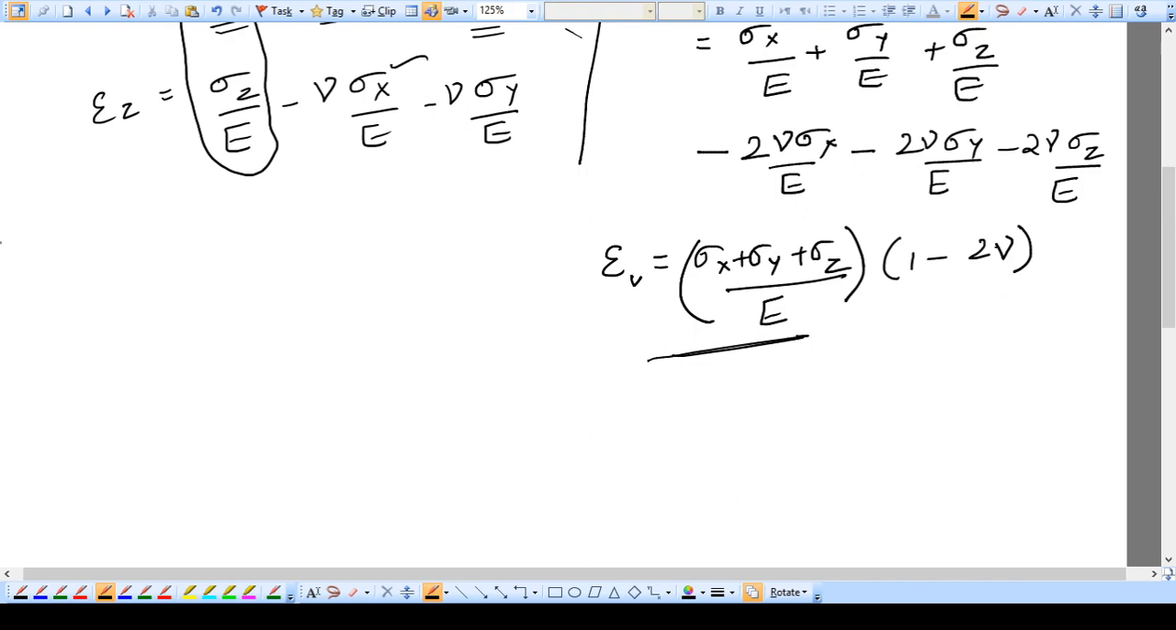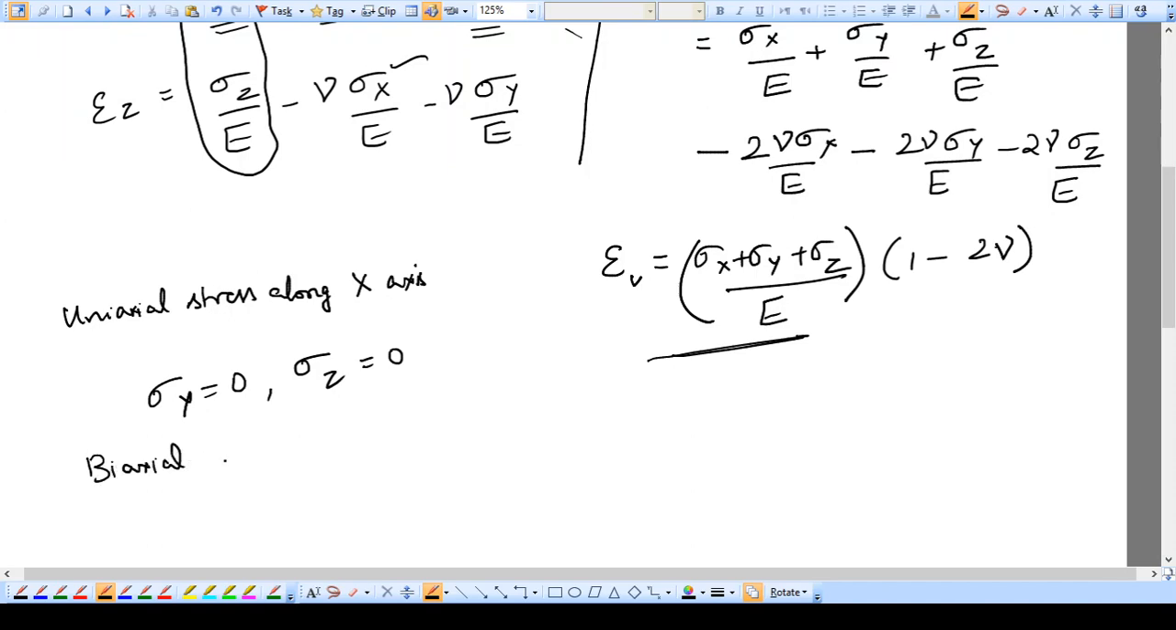For a state of uniaxial stress along x-axis, sigma y is equal to 0 and sigma z is equal to 0. And for a state of biaxial stress along x and y axis, sigma z alone will be 0.